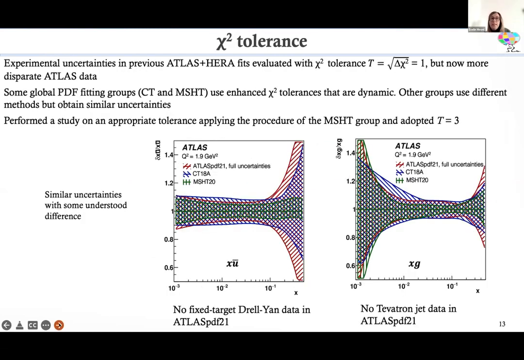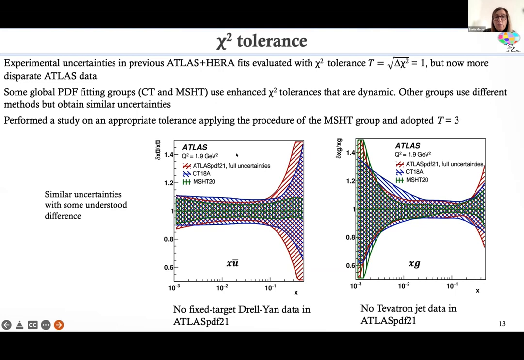We also performed a detailed study on the chi-square tolerance. In previous ATLAS and HERA fits, as in the plots I have shown until now, the experimental uncertainties have been evaluated with a chi-square tolerance equal to 1, but now we have to consider that we are using more disparate ATLAS data. We know that some global PDF groups use enhanced chi-square, other groups use other methods but obtain similar uncertainty. So we performed a study on the appropriate tolerance, applying the procedure of the MSHT group, and we adopted a tolerance equal to 3.